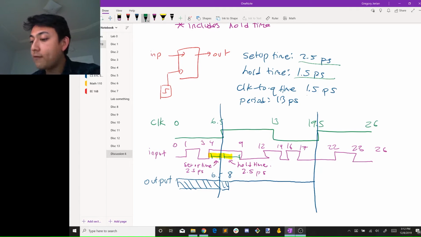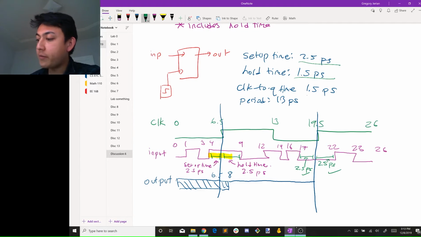Okay. So now, at the next rising edge of the clock, we go back to our input, and we check, are we violating our setup time and our hold time? So our setup time, remember, is 2.5 picoseconds, and we notice here that we have 17 to 19.5, so this is 2.5 picoseconds. So this is fine, okay? And after this, now we have another 2.5 picoseconds. So this is also fine, right? We needed at least 1.5 picoseconds, okay?